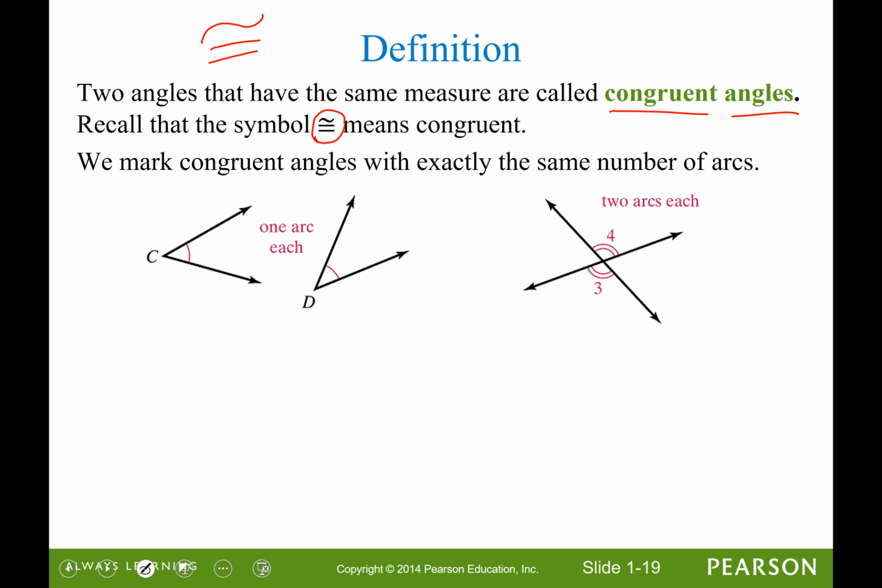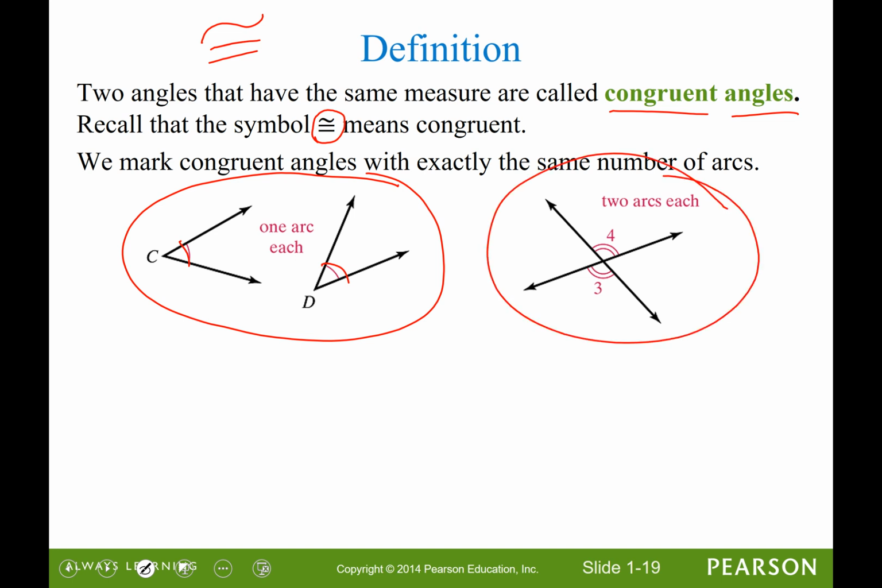We mark the congruent angles with exactly the same number of arcs. So in this scenario here, we have these two angles, C and D, and so we use one arc. In this scenario here, you can maybe mark off these ones with a single arc, but if the single arc is already used up, then you can step it up to two arcs. And if you're in the same scenario and you need to mark off more congruent angles, you can use 3 arcs or 4, okay? But any angle with exactly the same number of arcs is a geometric code for congruent angles, which means that they have equal measure.